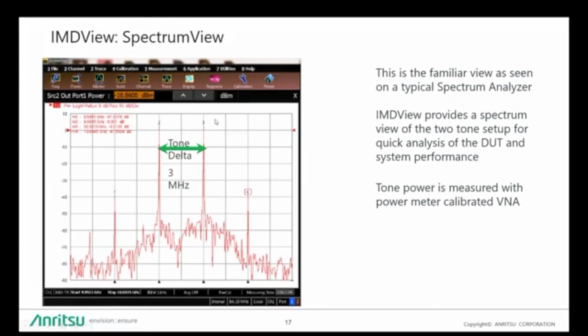And you can see at markers 2 and 3, the output power is 0 dBm for each tone. Because, as mentioned earlier, the gain of the amplifier was in the 10 dB ballpark, and we went in with minus 10 dBm. So this is what you see in this spectrum view mode on the VNA itself.